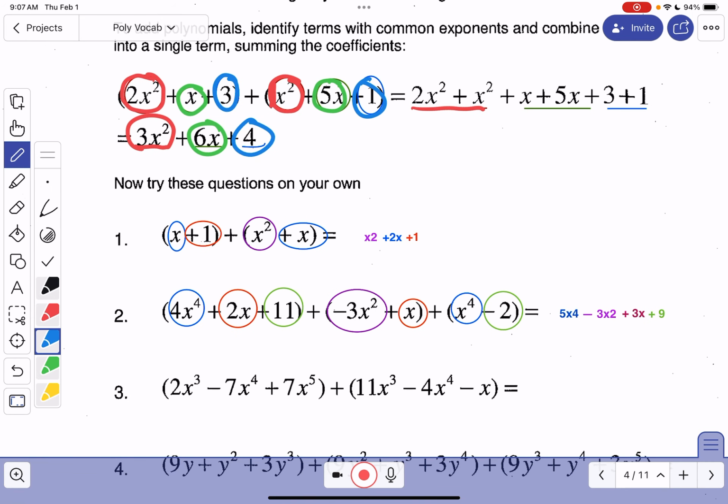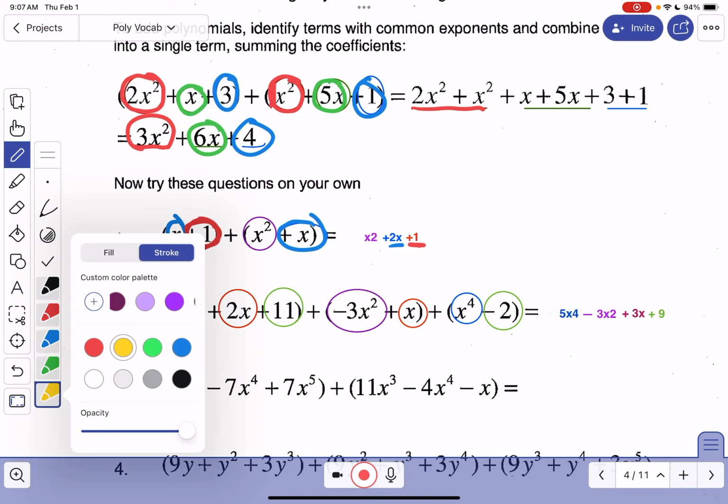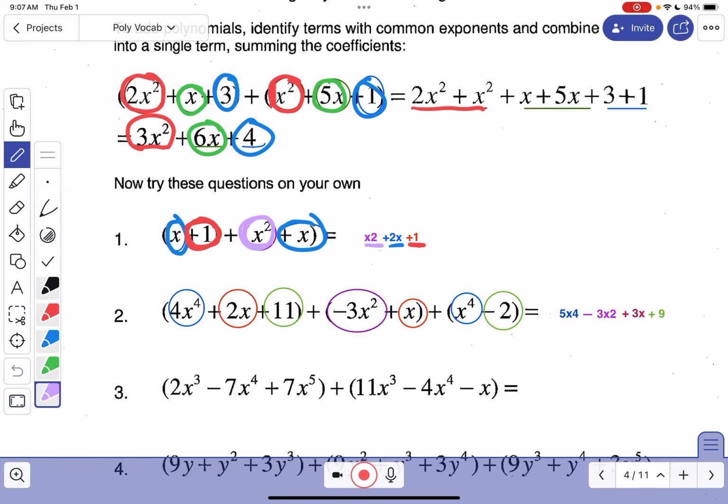So again, let's look at number 1. We have an x and an x, which makes 2x. We have a 1 all by itself. And then we have an x squared all by itself, so those just carry over. Now, technically, you can write them in any order, but to be correct, after you do that, you want to make sure you put them from your exponents from greatest to least. That's like the correct thing.